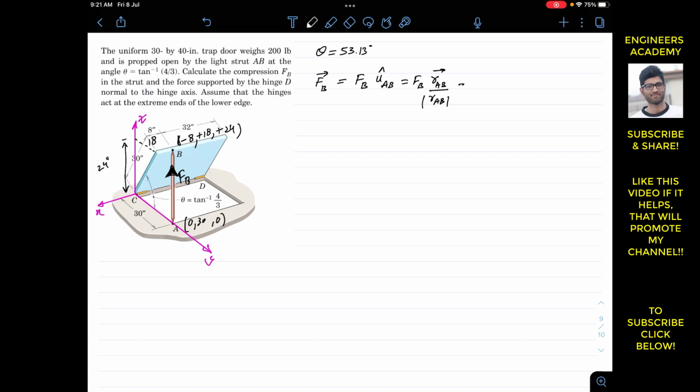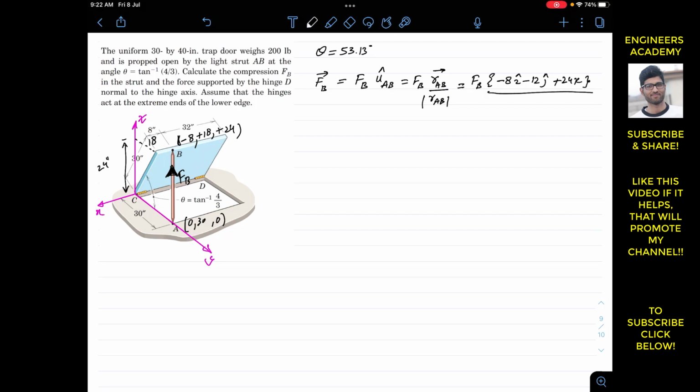Now the position vector from A to B, we can find by subtracting the coordinates of A from B, by subtracting the coordinates of the tail from the head. So now we can write that. This will be -8 -0, so this is -8i, then 18 -30. So this is -12, right? 18 -30 is -12, and this is in the j, and then 24 -0. So this is +24k.